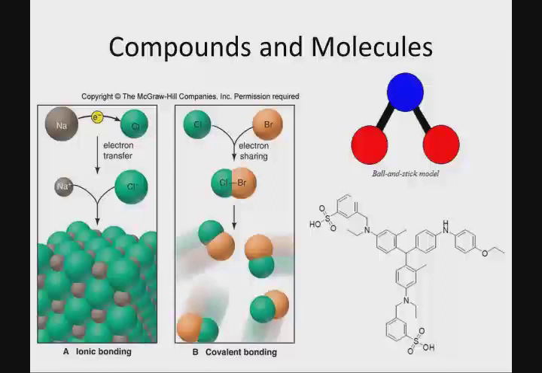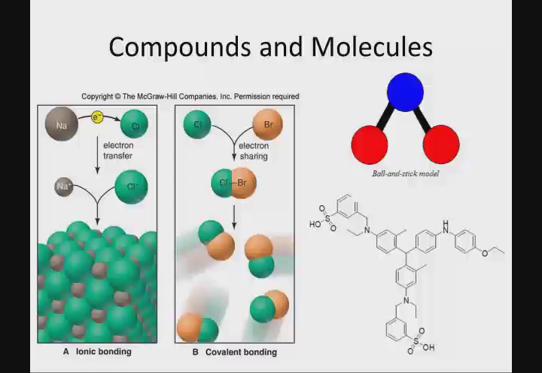Most of the things that we're going to look at in biology are molecules. They are, in fact, held together by covalent bonds. You can visualize this with balls held together with sticks, or this picture of a molecule down here. I want to show you as many of these as I can so that you become familiar with them and they're not something foreign to you.